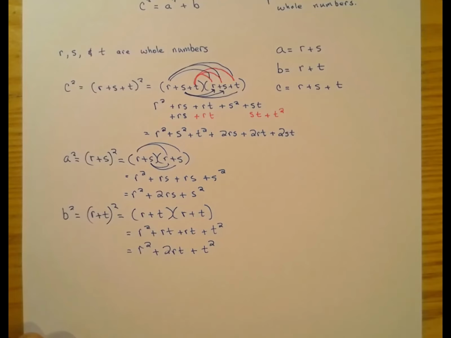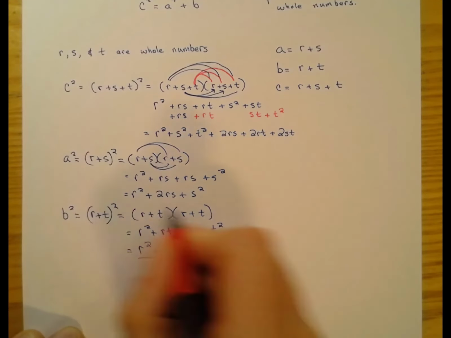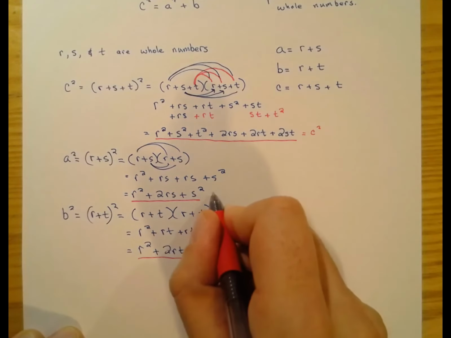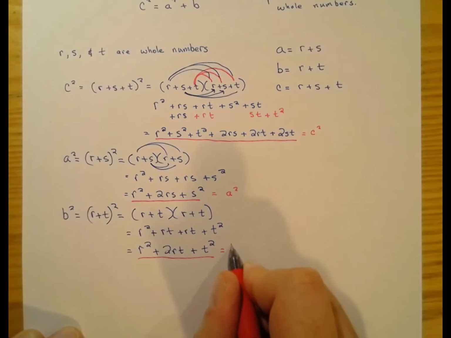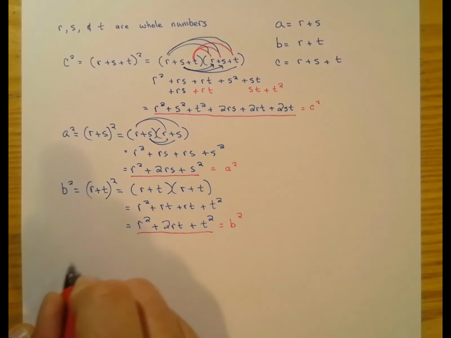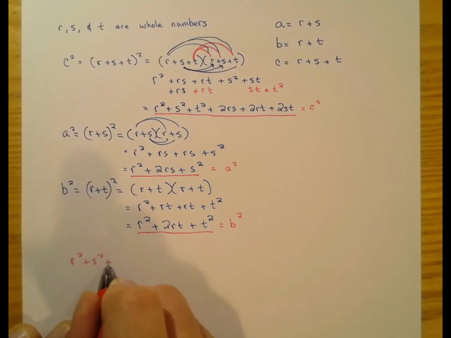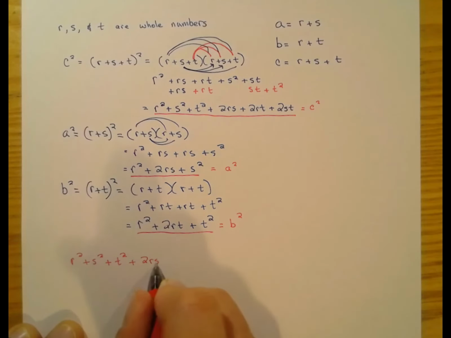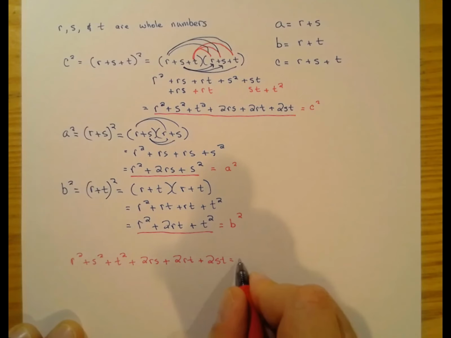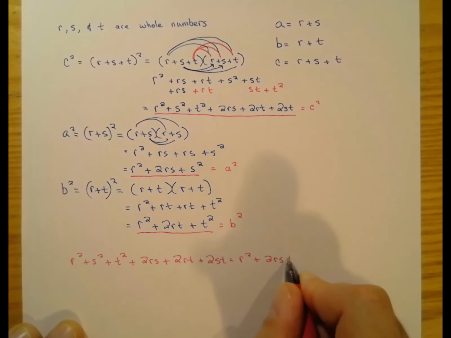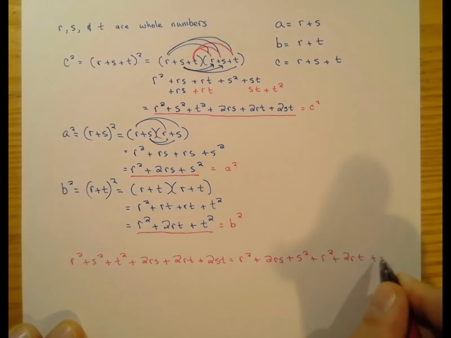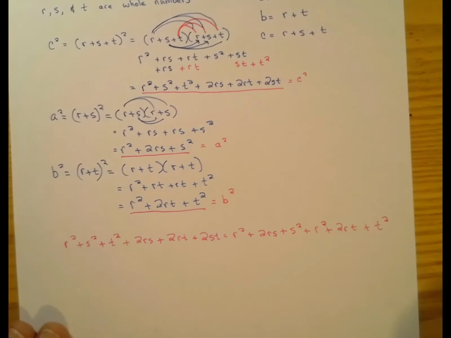All right, so now we're going to substitute these three guys into the Pythagorean theorem for a squared, b squared, and c squared. Okay, so c squared, r squared plus s squared plus t squared plus 2rs plus 2rt plus 2st equals a squared, r squared plus 2rs plus s squared, plus b squared, r squared plus 2rt plus t squared. Now I know this looks like a big mess, but oh wow, life is about to get so much easier.